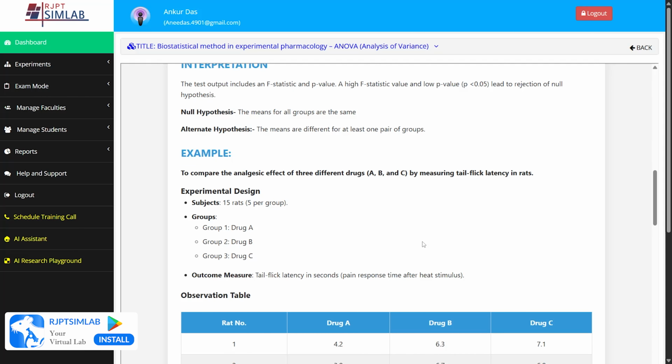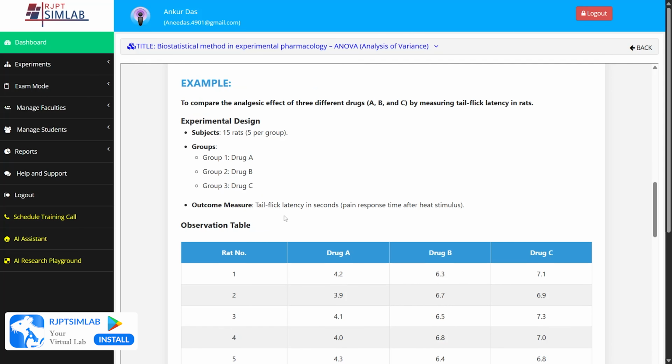This is the alternative hypothesis. Now let us learn about ANOVA with the help of an example. This way we can easily understand how ANOVA works. The example says we have to perform an experiment to compare the analgesic effect of three different drugs A, B, and C by measuring tail flick latency in rats. As we have already studied, the tail flick latency method is a pharmacological experimental method by which we study the analgesic effect in rats.